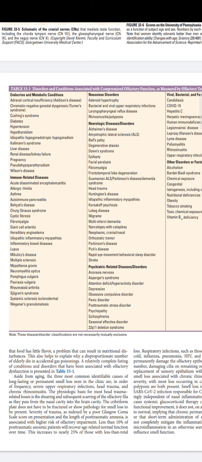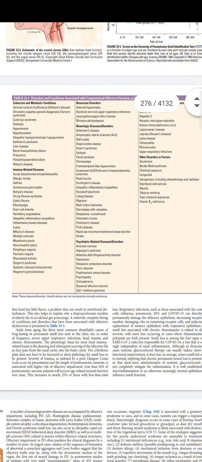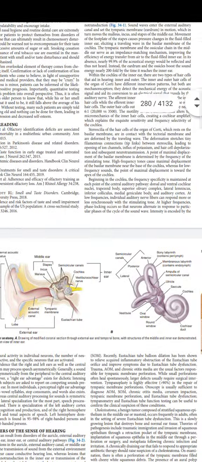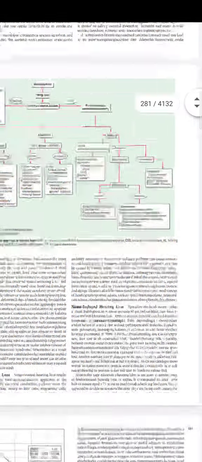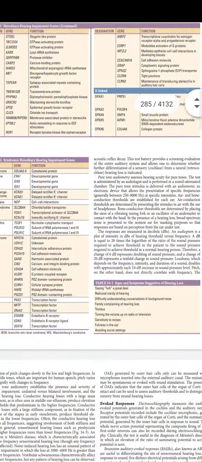It was not like endocrine or metabolic disorders, immune related diseases, neurological diseases. So these subheadings are there. It was not there in the previous edition. So go through table 33.1 in the 21st edition. Disorders of hearing also, there is no change. I will skip it like that only.